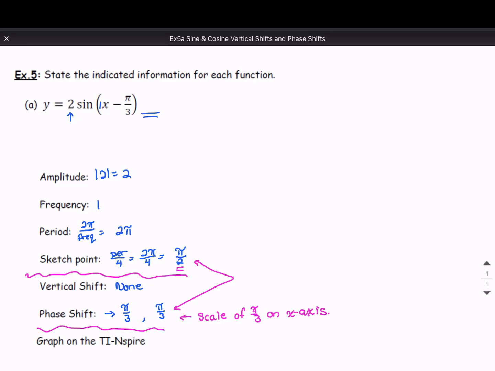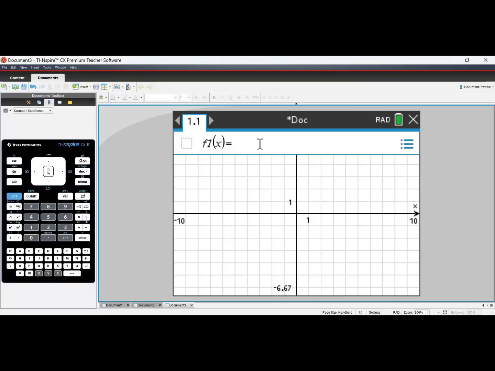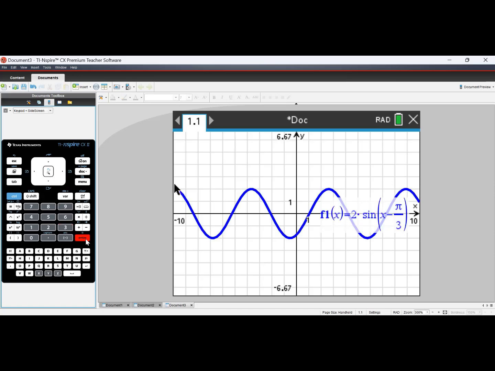All right, let's go use our calculator. So we're going to choose graphs. We're going to enter our function, which is y equals 2. Go to the trig to get your sine. That opens parentheses. And we have x minus. Use your fraction template. Go to the pi button. Hit enter to choose your pi. Arrow down. 3. Press enter.